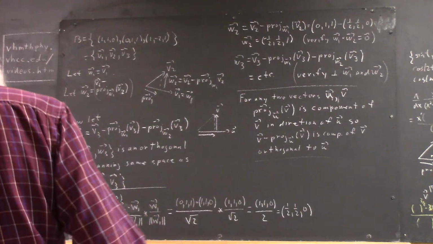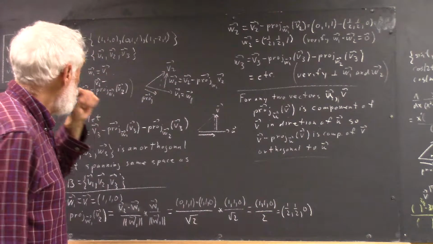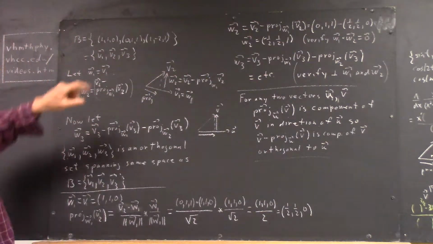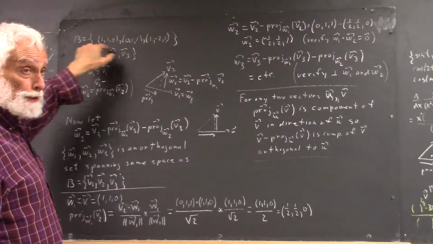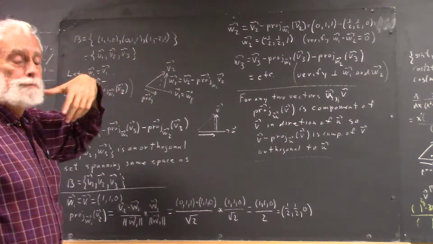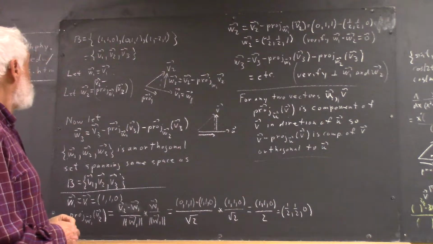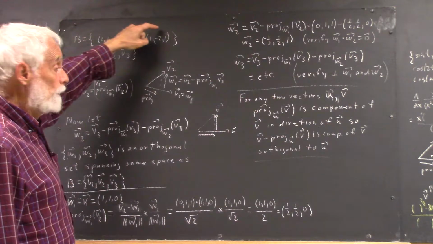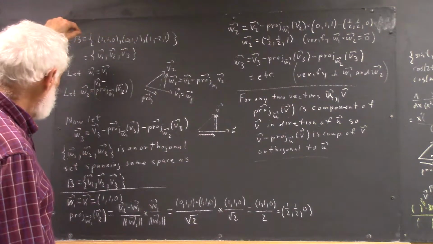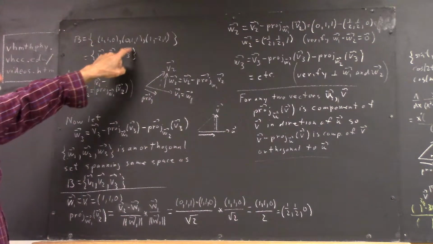Now we're going to illustrate the Gram-Schmidt process with a set of three vectors. So let this, and this is a basis, these three vectors are linearly independent, and we can establish that without too much trouble. These three vectors are linearly independent, many ways to show that. And we're going to call these three vectors respectively v1, v2, v3.